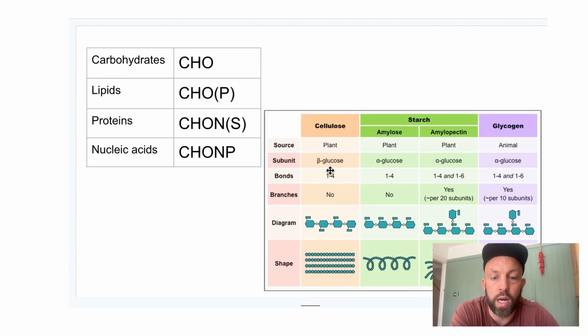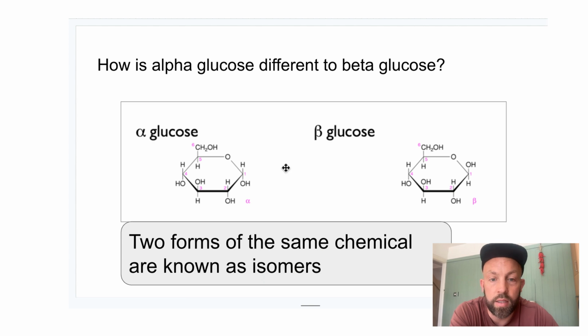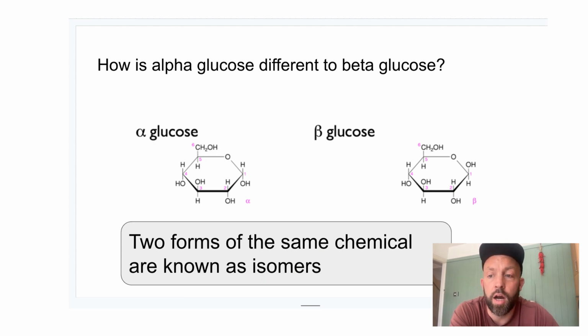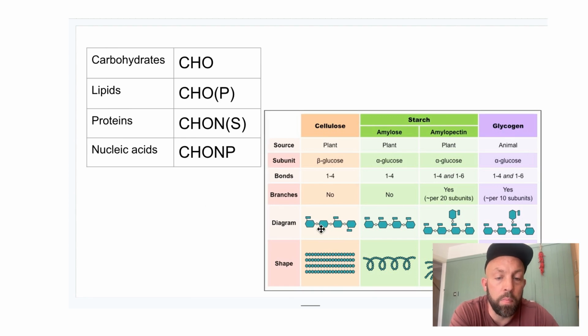A 1,4 glycosidic bond means it's between the first and the fourth. You can see here that little line is representing that chemical group at the top, CH2OH, so we draw it like that. Because it's a 1,4 bond and it's a beta glucose, it causes the molecule to flip, alternating, and then we get a weak hydrogen bond between the chains. That hydrogen bonding is an intermolecular force that holds that rigid straight chain structure.